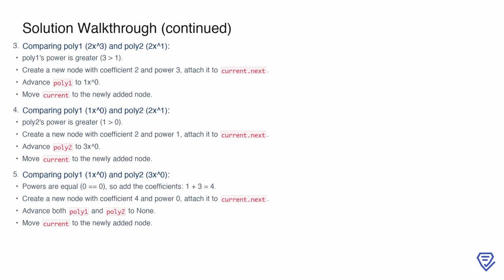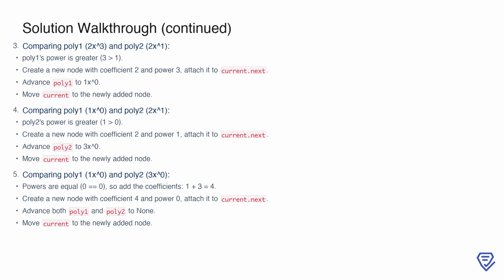Now, we compare 1x to the power of 0 from poly 1 with 2x to the power of 1 from poly 2. This time, poly 2 has the larger power, so we create a new node with coefficient 2 and power 1, attaching it to current.next. We advance poly 2 to its next term, 3x to the power of 0, and move current to the new node.